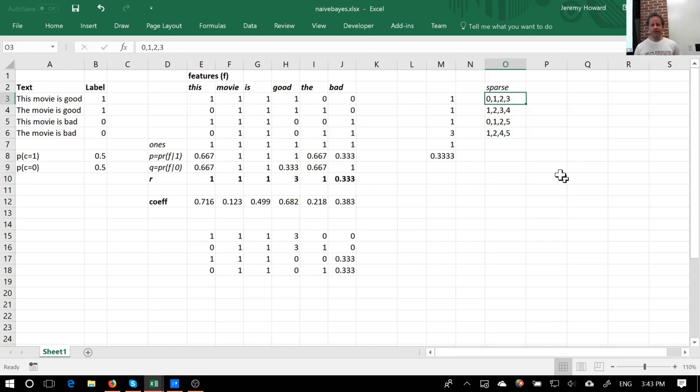Given that, I now want to do that matrix multiply that I just showed you to create that same outcome, but I want to do it from this representation.